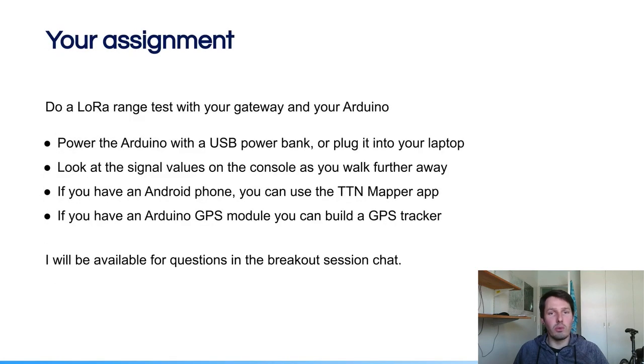Your assignment for this workshop is to do a LoRa range test using your gateway and your Arduino. Power the Arduino with a USB power bank or with a laptop. Go for a walk with your laptop or smartphone and keep an eye on the RSSI and SNR values reported on the console. If you have an Android smartphone, you can use the Dtmapp app to help you. If you have an Arduino GPS shield, you can use this to build a GPS tracker. With a GPS tracker, you can drive around in a car and analyze the signal afterwards on the Dtmapp website.